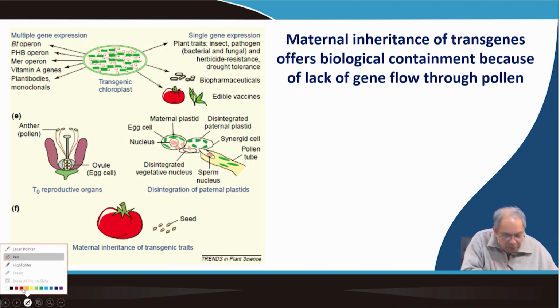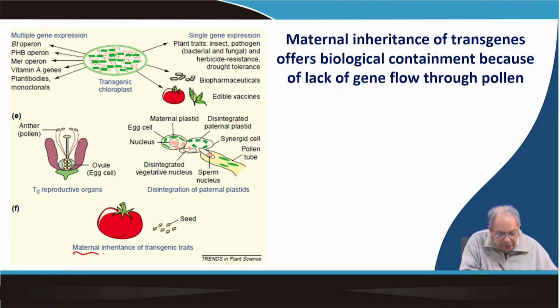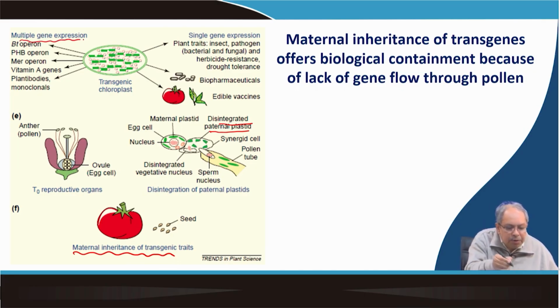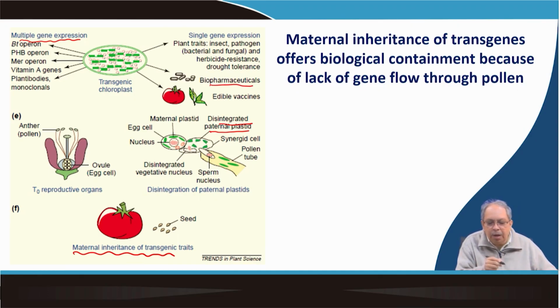Now, what I am showing here is basically maternal inheritance, and therefore the trait will be restricted to the seeds. Pollen will not contain any gene of interest, because the paternal plastids disintegrate. So, only the maternal plastids will contain the gene of interest. And what is shown here is that multiple gene expression is possible using transplastomic plants, leading to the formation of biopharmaceuticals, apart from transgenic plant stress resistance.